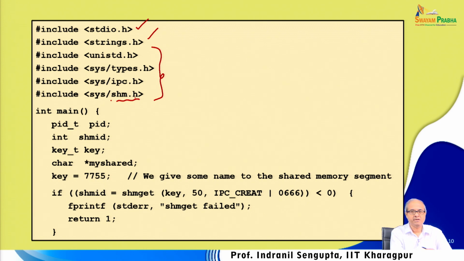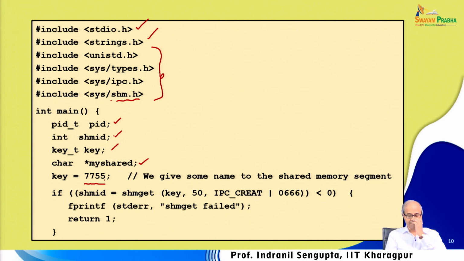So, we are defining some variables in the beginning. We are defining a pid, basically an integer, pid_t. The shared memory ID is an integer, key is also an integer, key_t, it is a name given by type definition, and a pointer called my shared. And I said key has to be unique. Here we have given some unique number, 7755, let us say.